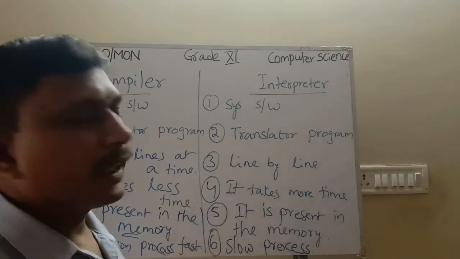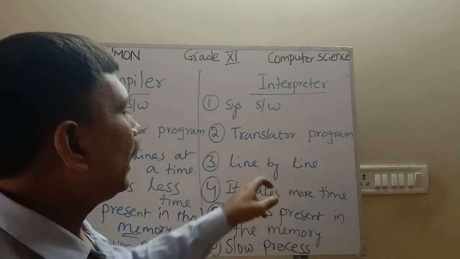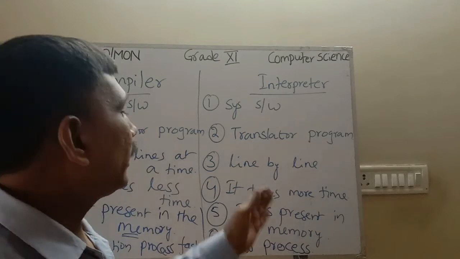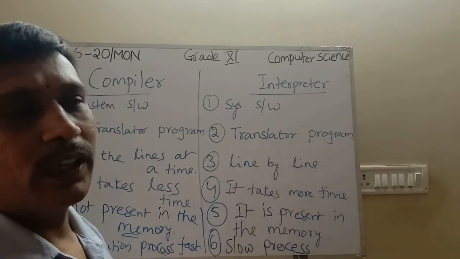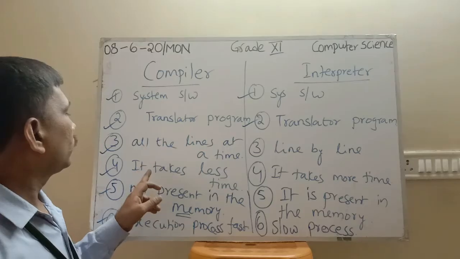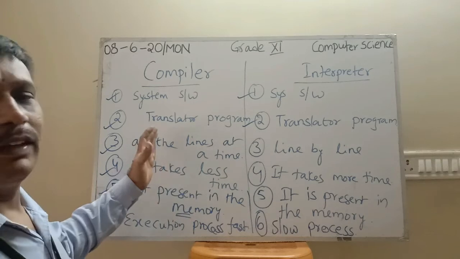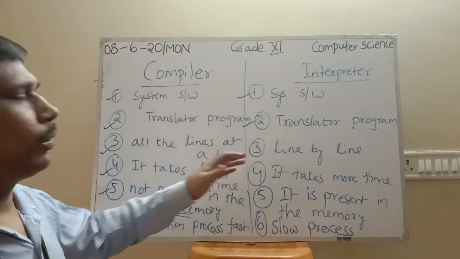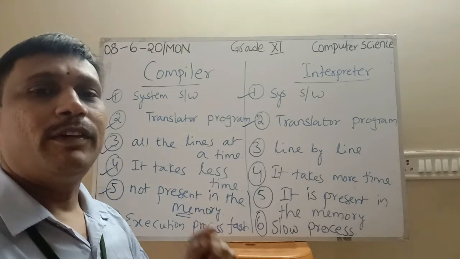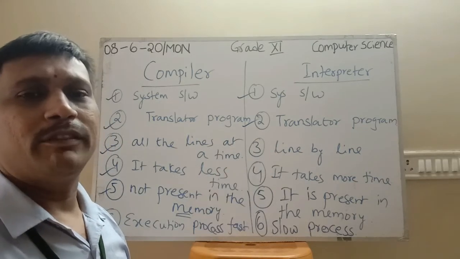But an interpreter takes the source code file line by line, and it takes much more time compared to a compiler, and it executes one line at a time to convert a high level language program to a machine level language program. According to the fourth point, the compiler takes less time to translate. The interpreter takes more time. Why? Because it takes one line at a time and converts that line into a machine language line of code.